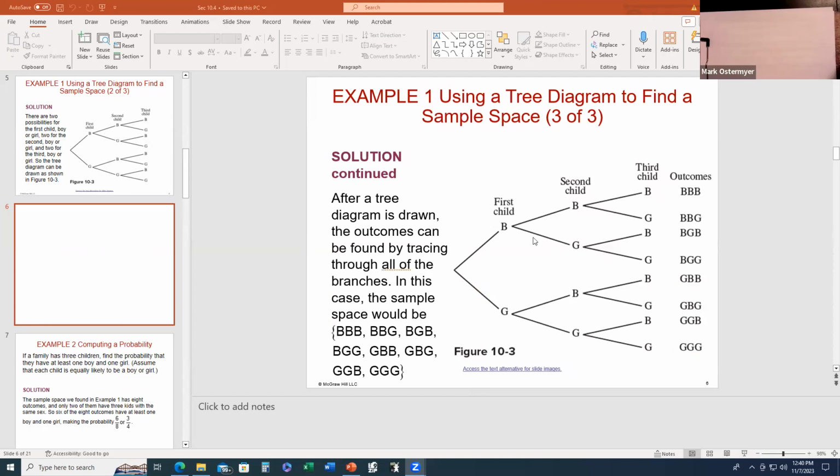So after we build this tree, we enumerate all of the outcomes that belong to the sample space. So all of these outcomes to the right belong to our sample space. And again, there's 8 of them.